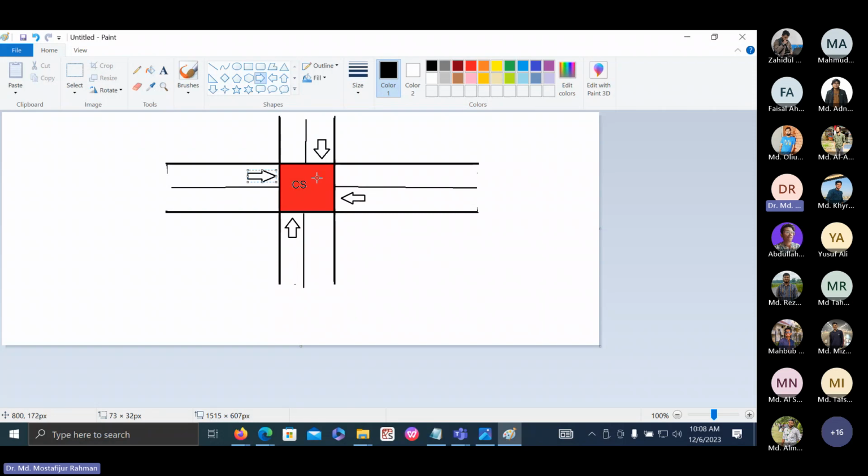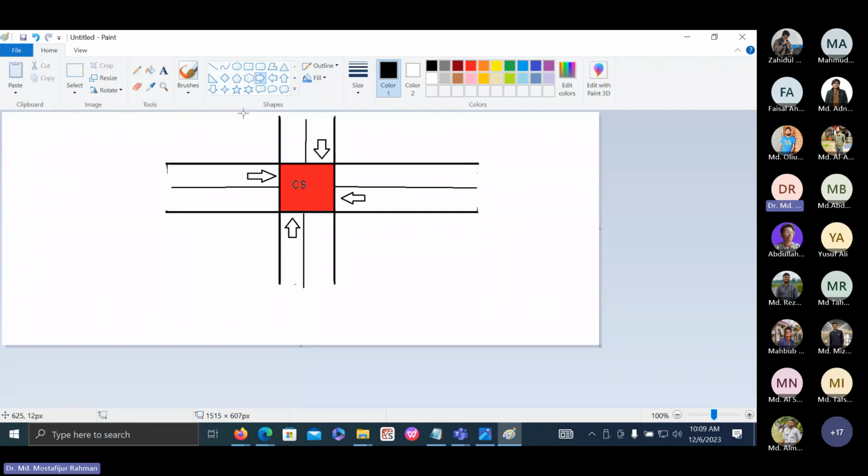So in this case, this red color space is called the critical section, CS. Okay, so critical section means if these four cars want to go all together, then the crash will happen, deadlock. Understand? That means these red color plates need to be shared. Clear?